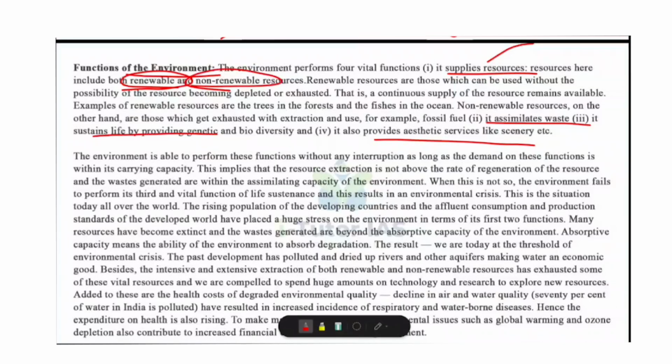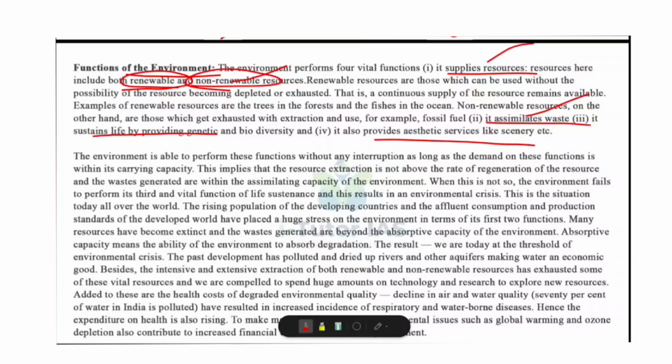Renewable resources can be used again and again without running out, for example, trees in the forest or fishes in the ocean. They can replenish naturally. What about non-renewable resources? They get exhausted when we use them, for example, coal, petroleum or natural gas. Once used, they take millions of years to form again. And the next function is that it assimilates waste. That means the environment helps in absorbing or recycling the waste materials produced by human and natural activities, like the way trees absorb carbon dioxide.